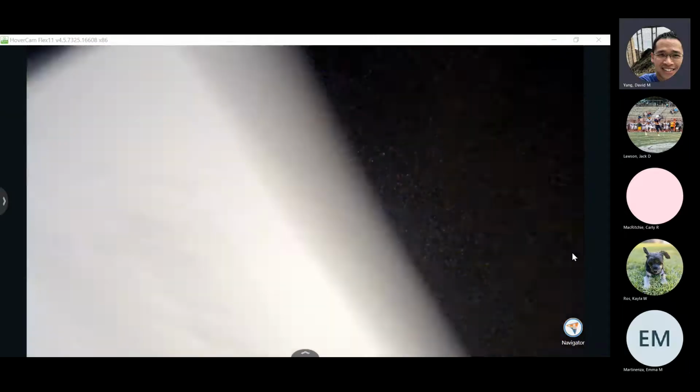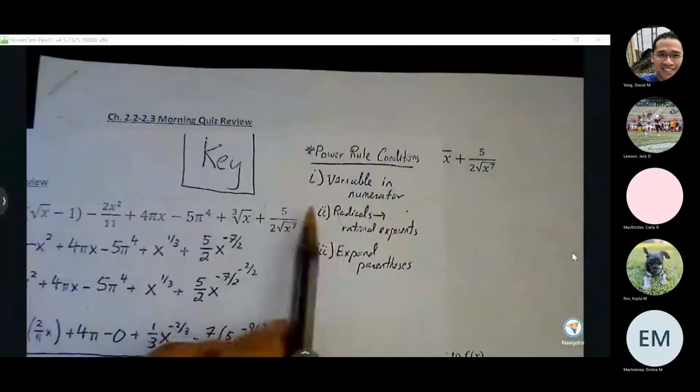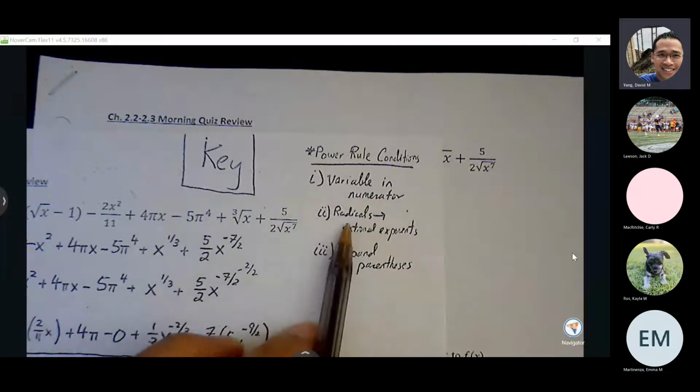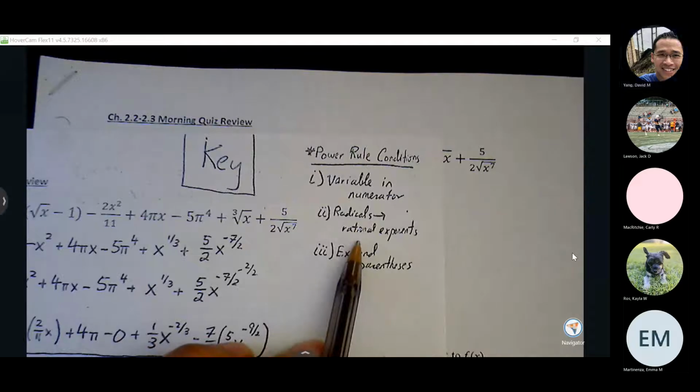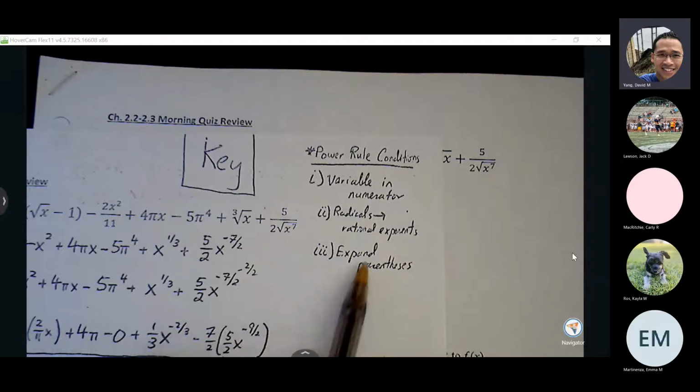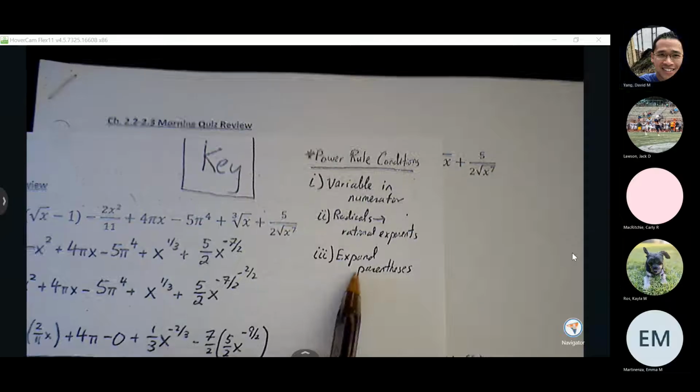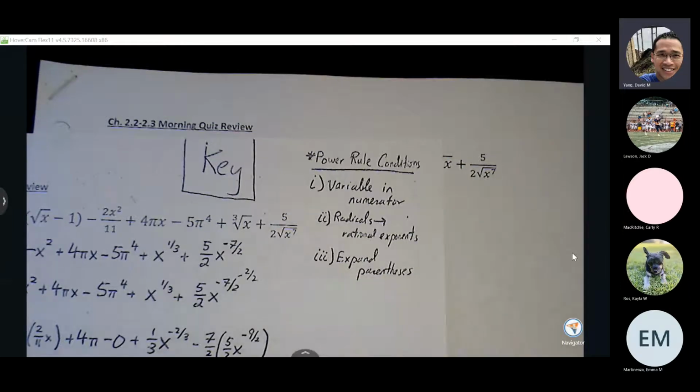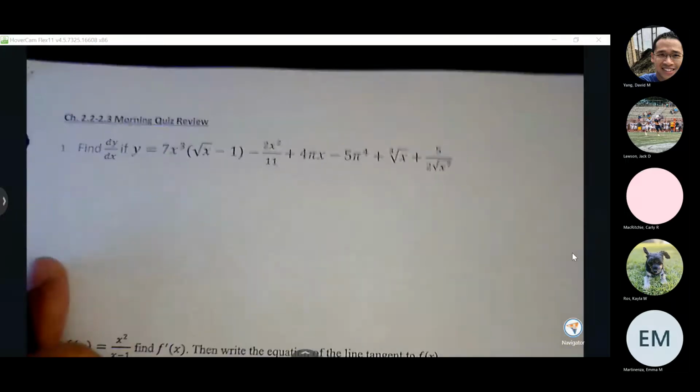So if you want to do power rule, 3 conditions have to be met. All right, variable has to be in the numerator. Any radicals need to be rewritten with rational exponents. And then we want to expand parentheses. So that means if there's any variables that need to be together, we need to put them together. X's that are together, we need to merge them together. Any parentheses we have to resolve.